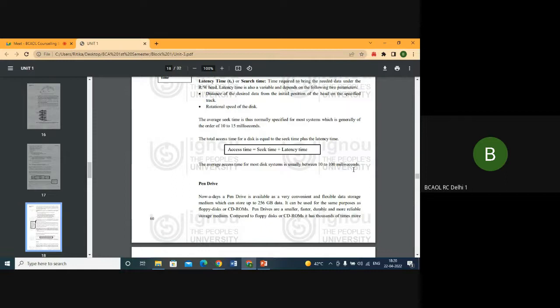Only the definitions you should know. Here no calculation is required in access time, but you should know what is access time, what is seek time, what is latency time. And access time is equal to seek time plus latency time. That is most important.